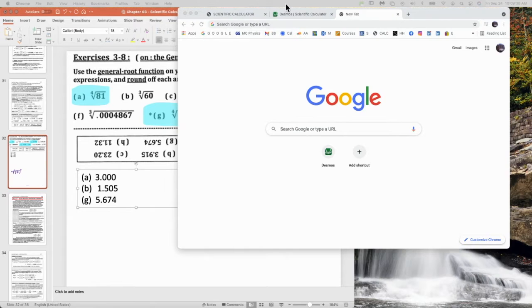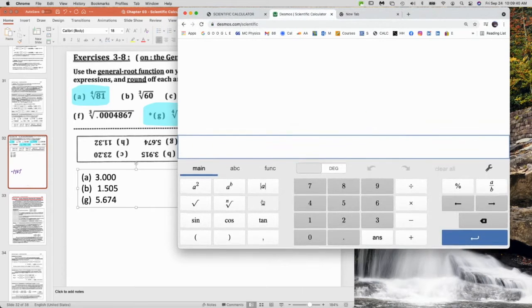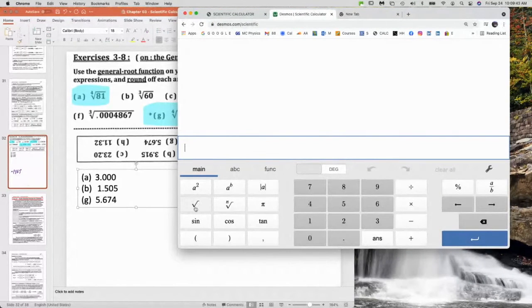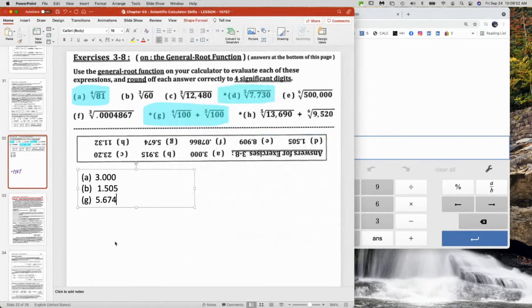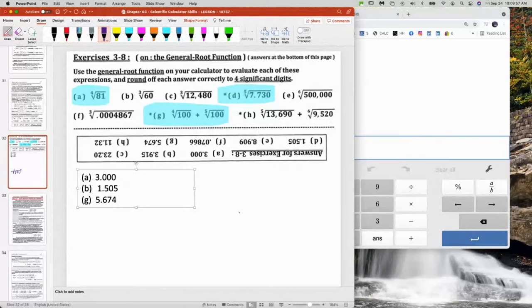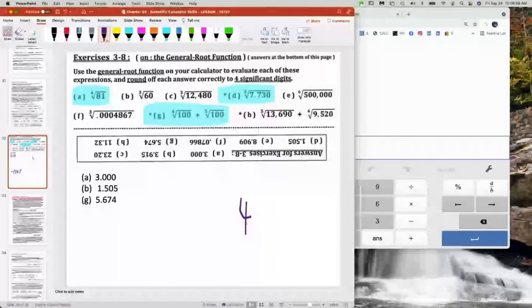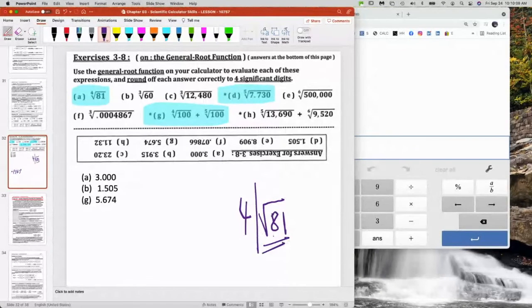So for question A, you notice that there's this button here. Whoever typed this button on their calculator, they're getting the wrong answer because that's not fourth root. That's square root. So what you're really doing on that calculator is typing in 4, and then typing in square root of 81. And that's wrong, because you're getting 9 here, and then 4 times 9 is 36.